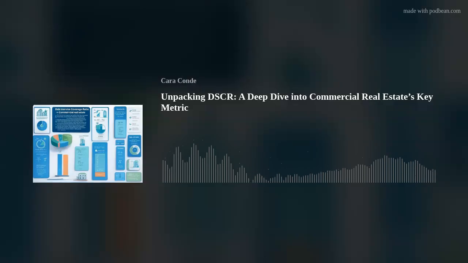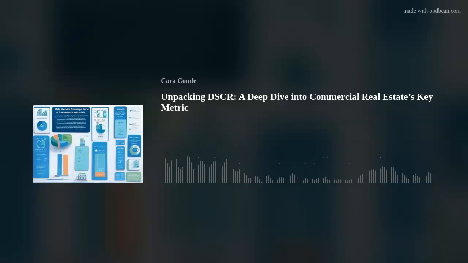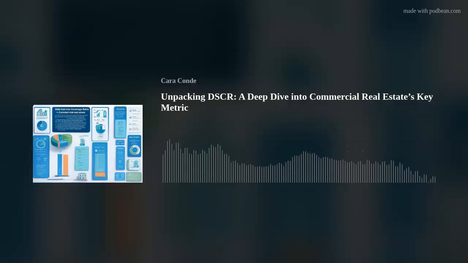Okay. Now, generally speaking, a DSCR greater than 1 is a good sign. It means the property is making enough money to cover its loan payments. Whereas a DSCR below 1 would indicate that the property is not generating enough income to cover its debt. So it's kind of a red flag.